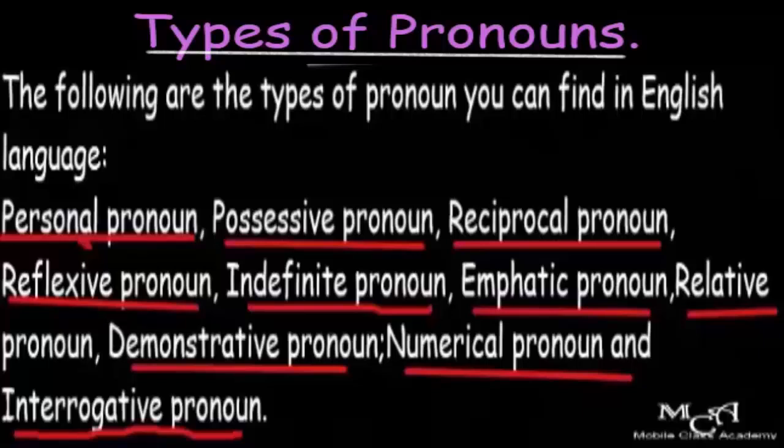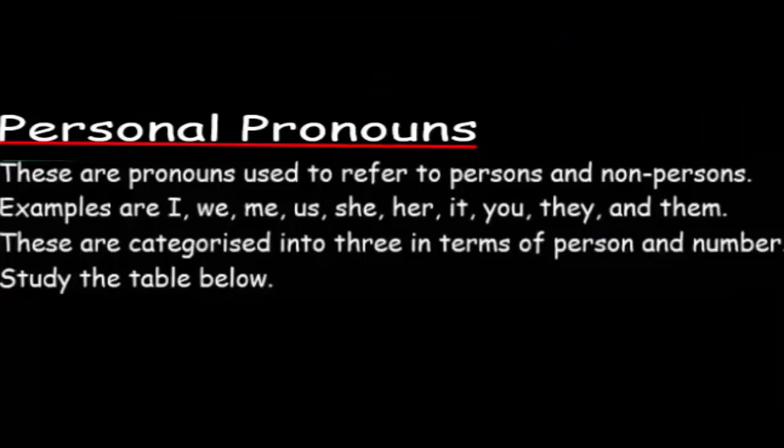So if you don't know these pronouns now, you might have issues pointing out what a relative clause is. So there is a need for you to pay attention when I'm explaining all these types of pronouns to you, so that when you see them in clauses, you know what to name the clause. Fine. So we have personal pronoun, possessive pronoun, reciprocal pronoun, reflexive pronoun, indefinite pronoun, emphatic pronoun, relative pronoun, demonstrative pronoun, numerical pronoun, and interrogative pronoun. All these we're going to be discussing. So come along. Personal pronouns. We'll say personal pronouns are used to refer to persons and non-persons.